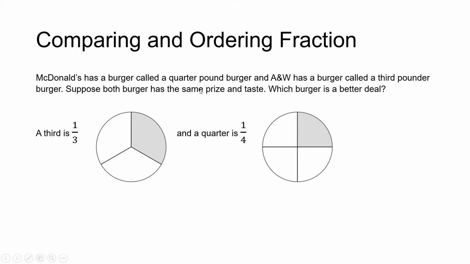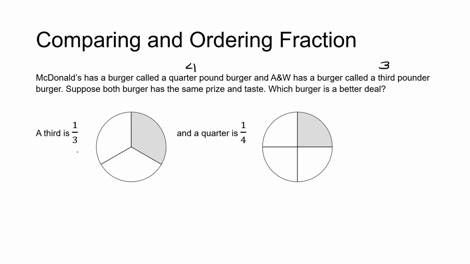So if you haven't looked at the picture yet, please don't look. If you think about it, many of you will think that the third pounder is bigger. However, the truth of the matter is, a lot of people will probably think the quarter pound is bigger. Why? Because of this. A quarter is 4. A third is 3. 4 is bigger than 3, so that means quarter pounder is bigger than a third pounder. But that's wrong.